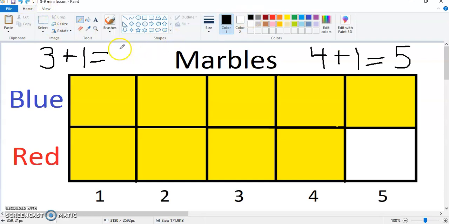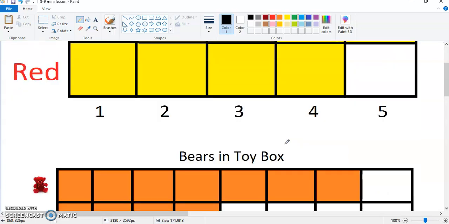So friends, when we hear the words take away or how many left over, that means we're doing a minus. Leftover means minus. If we say how many in all, that means plus. All right, so let's look at some of these problems here.